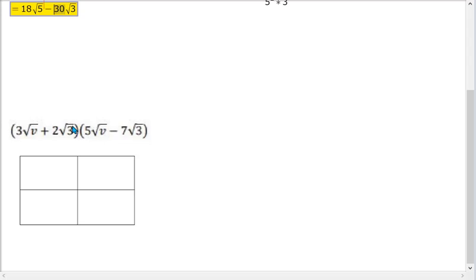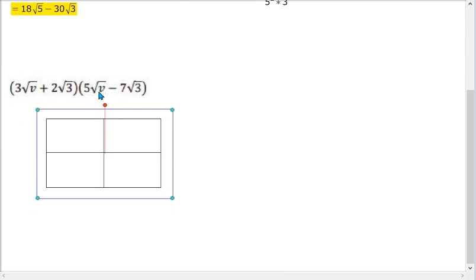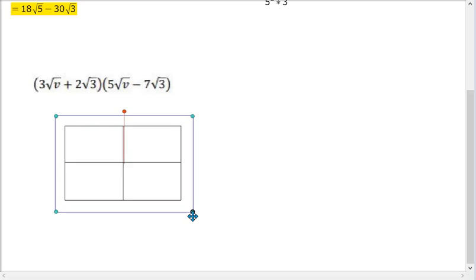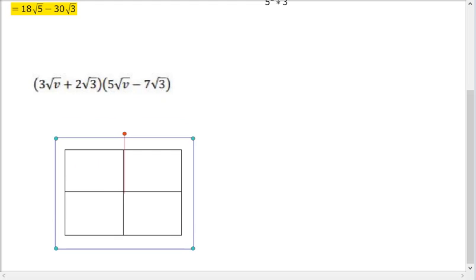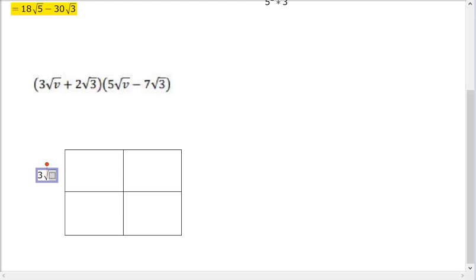I'm going to explain another method, which is the box method. In this case, what you have to do first is to copy these on this side and these other two on this side. So here we copy first 3 square root b, and then 2 square root 3. And in the top part, we are going to copy 5 square root b and -7 square root 3. Here we have.